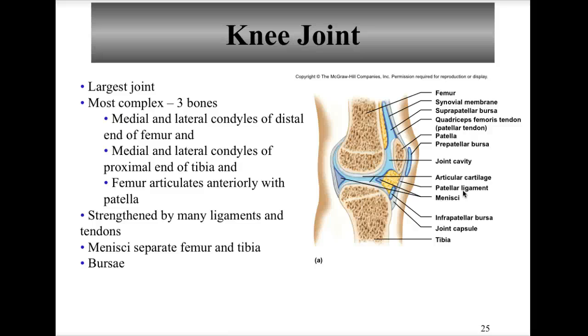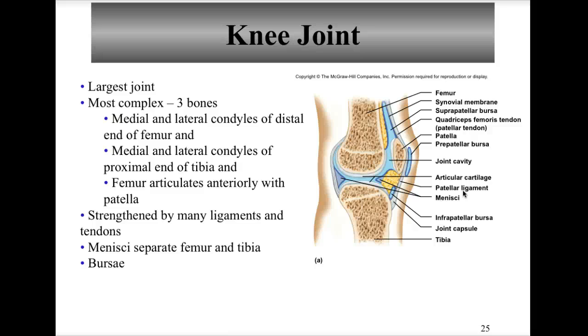You have the patellar surface of the femur and the patella that are going to make up a gliding joint, and that's going to permit flexion and extension of that joint and also allow for some rotation of the knee joint. So again, most complex, you have three bones that are interacting.